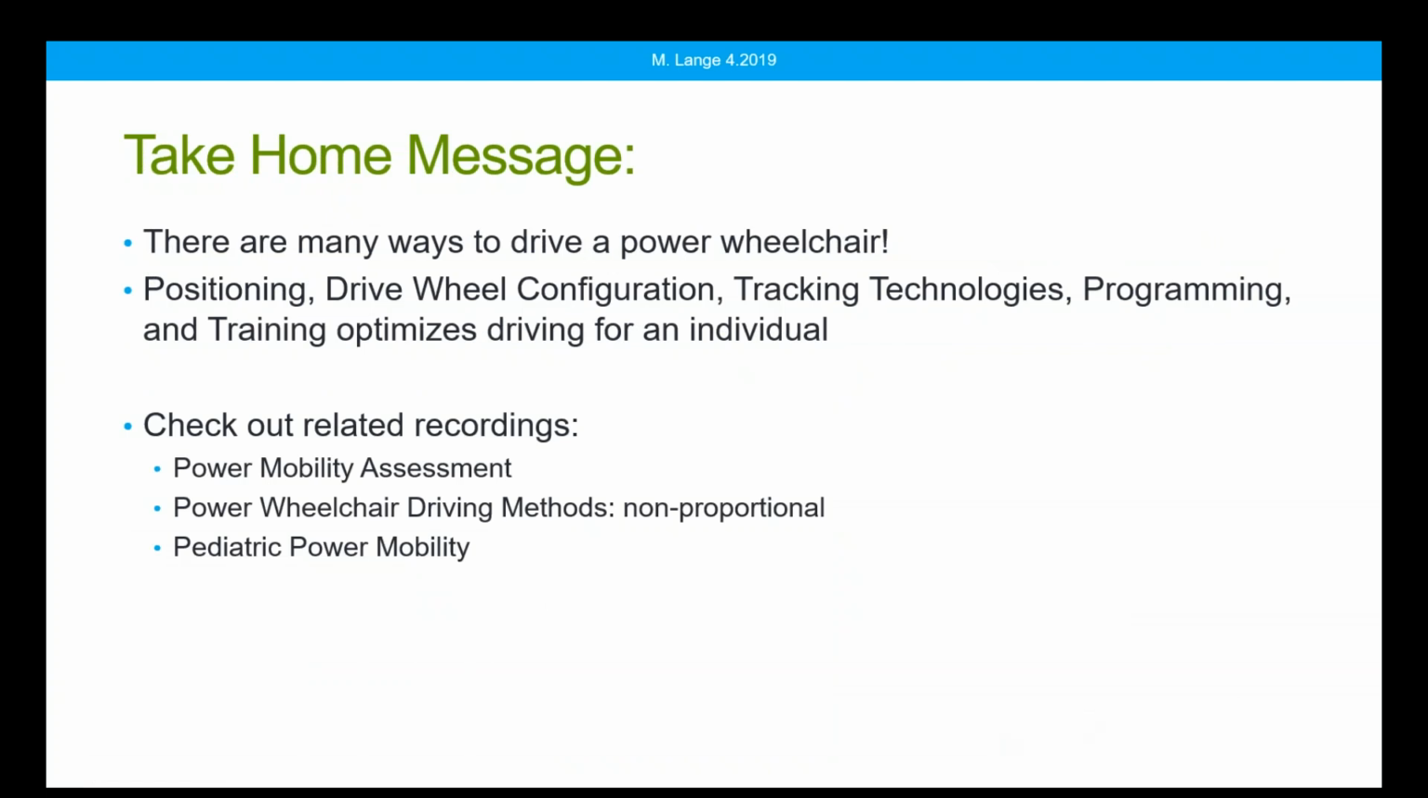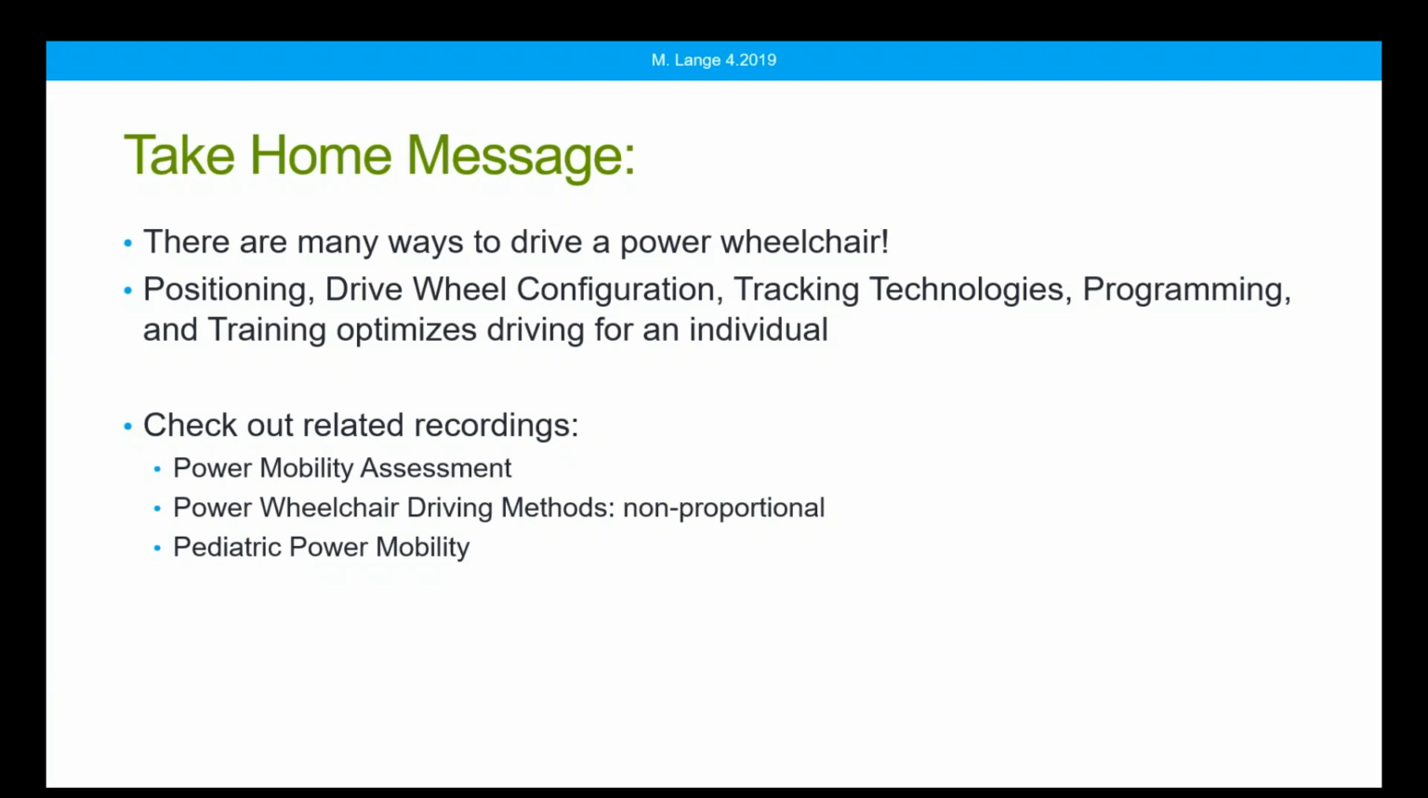So what is our take-home message on proportional controls? Well, there are a lot of ways to drive a power wheelchair, and we're going to have an additional course on those non-proportional driving methods in the Stealth library as well. Remember that positioning, drive wheel configuration, tracking technologies, programming, and training all optimize driving for an individual. So these are equally as important as choosing the right alternative driving method. We might pick the very best driving method for someone, but if these other issues are not addressed, the client may still not be successful in their driving.